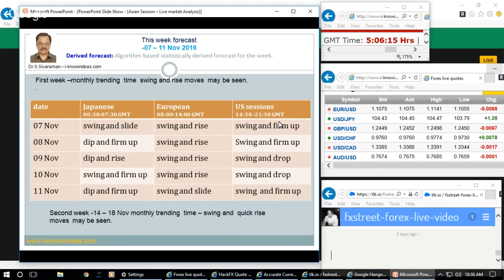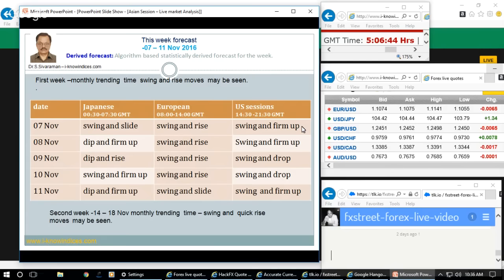So you need to find that gap time that makes false moves, and you can do the gap time trades also. If they quickly drop, you can take a buy. If they quickly rise during gap time, you can take a sell and book profit within 30 minutes from the start of the session. Now today, 7th, they are expected to make the swing and slide move during the Japanese session, and then start rising from that of the European session and firm up during that of the US session also.